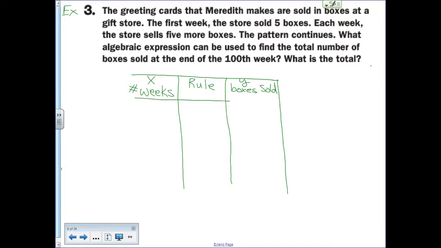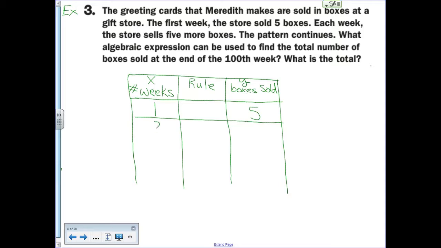Okay, you don't need to concentrate on making your table super neat. Just make a table with 3 columns, with an X column, a rule column, and a boxes sold column. So it says in the word problem that the first week they sold 5 boxes. So week 1, 5 boxes. Then it says the pattern continues. They sell 5 more boxes each week.